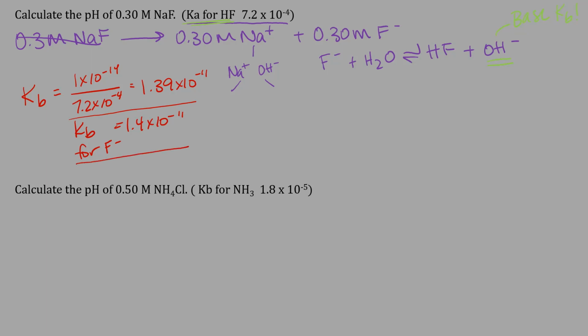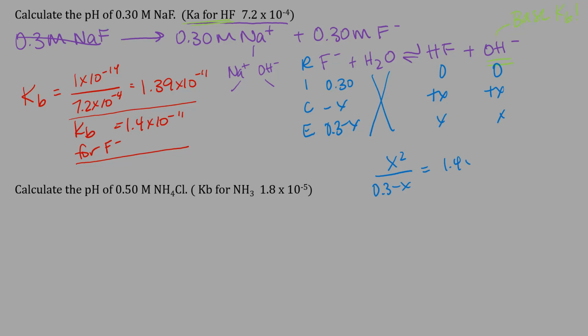All right, so now I can set up my RICE table, and I know that I'm starting out initially with 0.3 of this, none of the acid and none of the hydroxide. This is going away, and this is going up. So then I'll have x squared over 0.3 minus x is equal to 1.4 times 10 to the negative 11. And this x becomes negligible, so I have 0.3 times 1.4 times 10 to the negative 11, and that's going to be 4.2 times 10 to the negative 11, and then I'm going to take the square root of that.